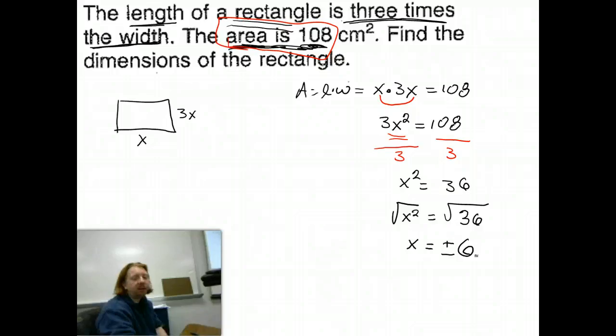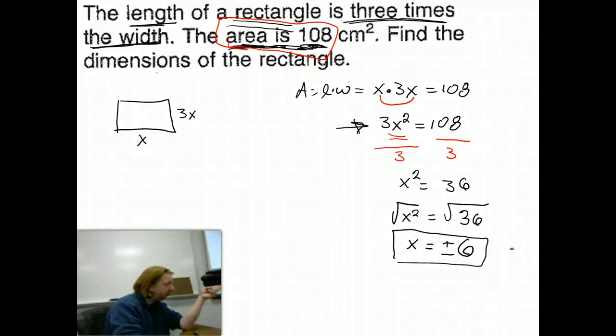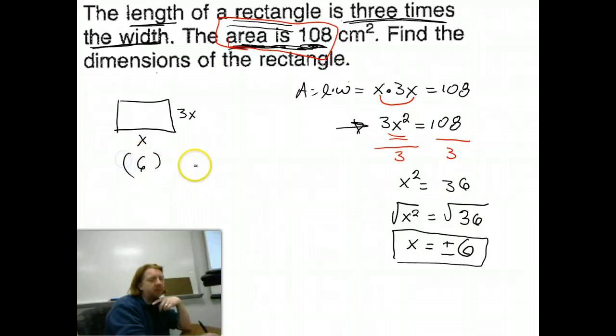Now again, if this was a problem where I just said solve this equation, then this would be my answer, positive or negative 6. Quadratic should have 2 solutions. But we're not done. So would it be 6 and 18? This is going to have to be 6 because negative wouldn't make sense. And then this is going to be 3 times 6, or 18. So my rectangle is 6 by 18.